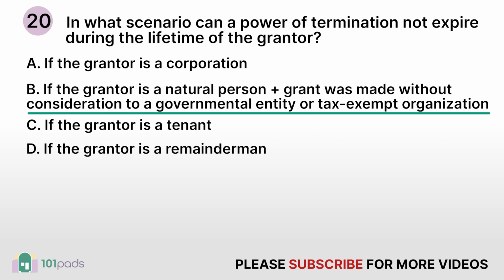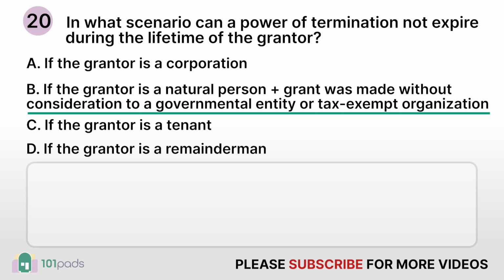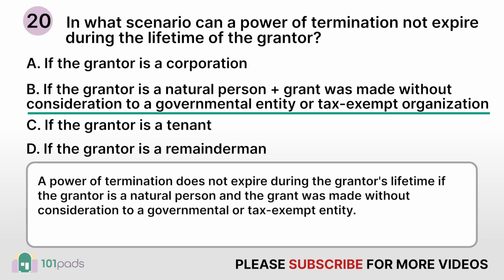The answer is B. If the grantor is a natural person and the grant was made without consideration to a governmental entity or a tax-exempt organization. A power of termination does not expire during the grantor's lifetime if the grantor is a natural person and the grant was made without consideration to a governmental or tax-exempt entity.